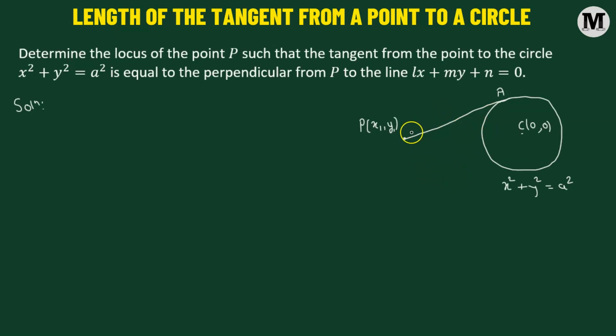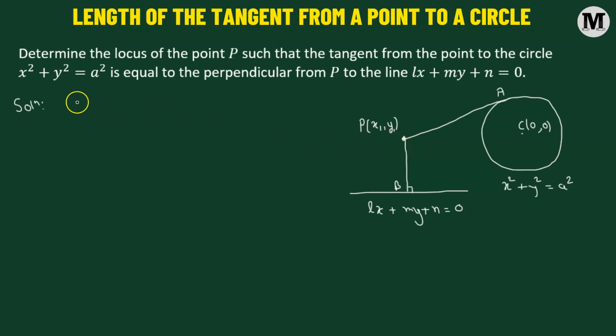There's a formula to find out the length of the tangent. We'll come to that in a moment. Now we have another straight line. So let's say this is the straight line, with the equation L times x plus m times y plus n equals 0. Now let's drop a perpendicular from point P onto the line. Let's say it meets the line at B. Now this perpendicular distance PB is going to be equal to the length of the tangent PA. Now using this information we need to find out the locus of the point P.